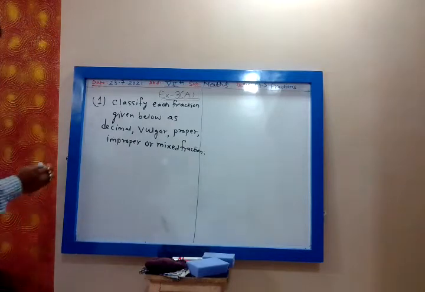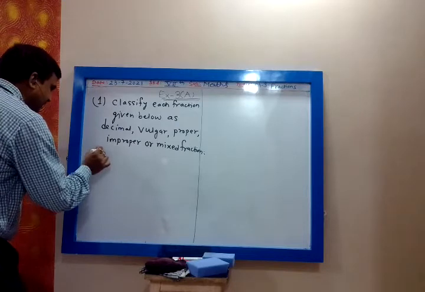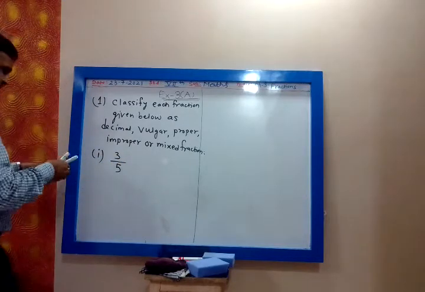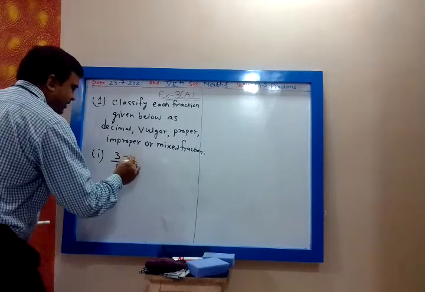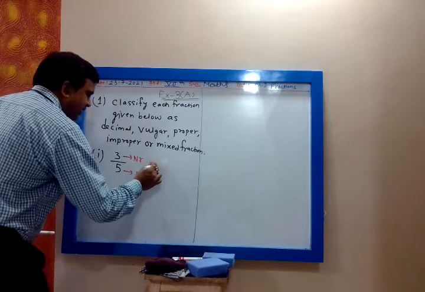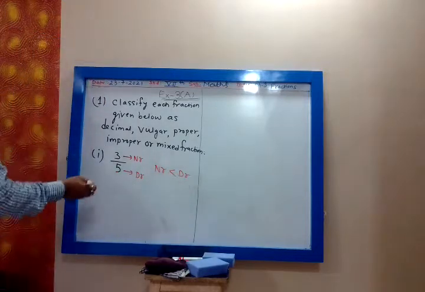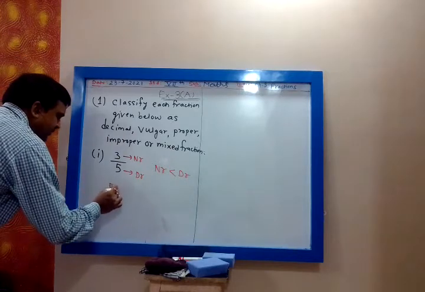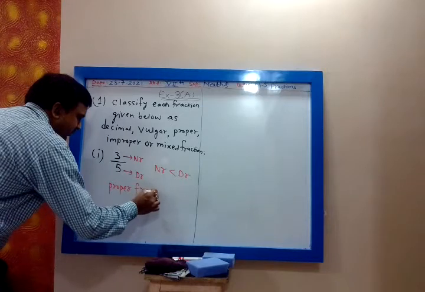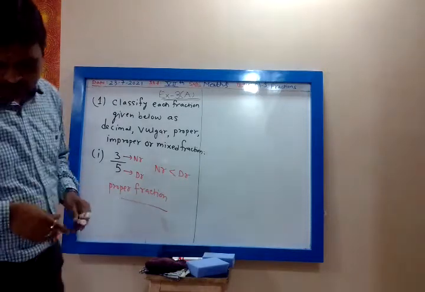Now first it is 3 by 5. What do you have in 3 by 5? The numerator is 3, this is my numerator, this is my denominator, and clearly the numerator is less than the denominator. Then it is a proper fraction. So 3 upon 5 is a proper fraction.